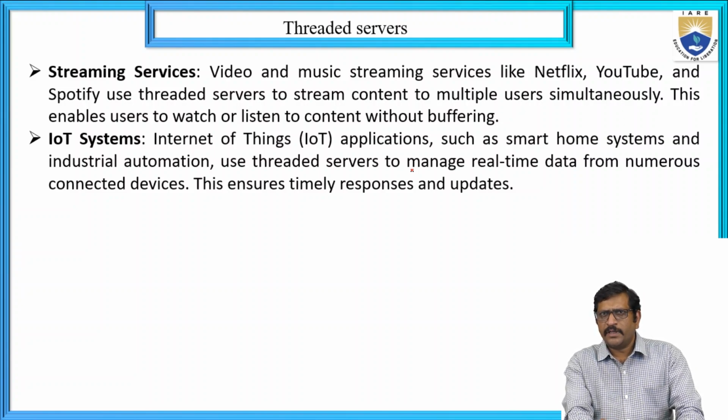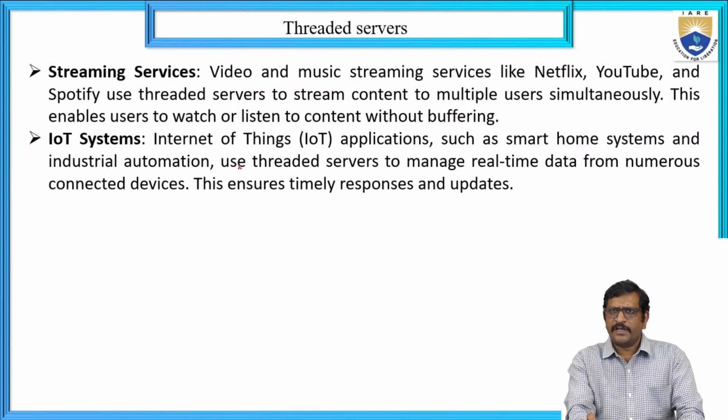IoT systems. That means Internet of Things applications such as smart home systems and industrial automation use threaded servers to manage real-time data from numerous connected devices, which ensures timely responses and updates.